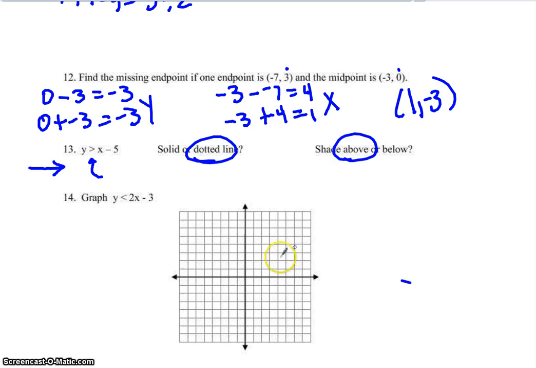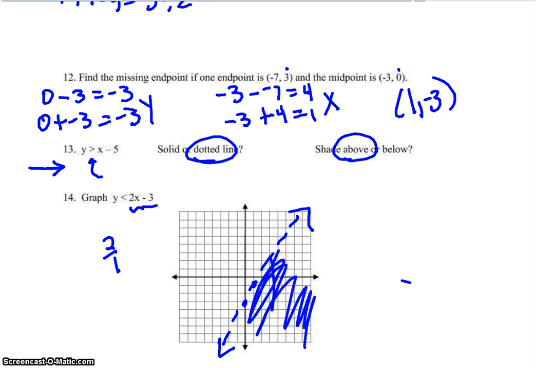Number 14, graph y is less than 2x minus 3. You could put all of this in at y1, go to your table and get 2 points. That's fine. If you prefer to use your slope and your y-intercept, I'm good with that too. Negative 3 means you go down 3. Slope is 2 over 1, so you go up 2 and over 1. It is dashed because there is no line. And you're going to shade below. To figure out your below, put your pencil on the line and go down. That is the below side.